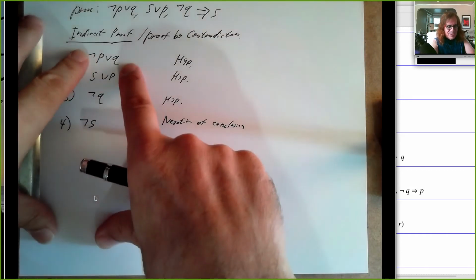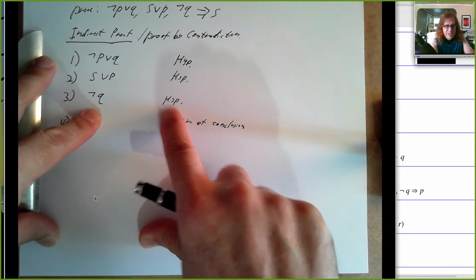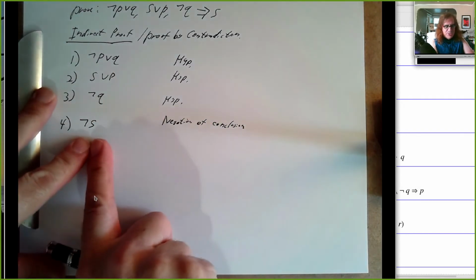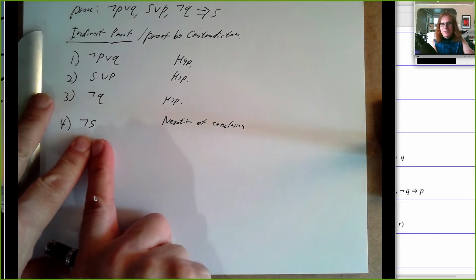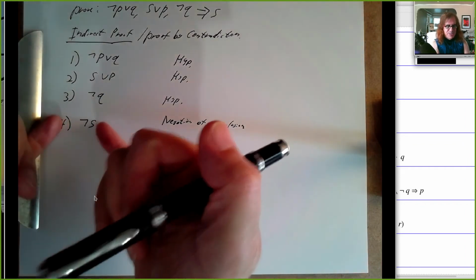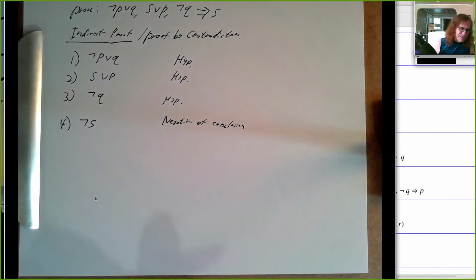So we know this is true and this is true and this is true because we're assuming they're true. They're our hypotheses. Given these things, we want to show that S is true. So I'm going to assume S is false, and we're going to see what happens. Okay, this is the negation of the conclusion. I'm assuming that this is a true statement, not S, which means S is false.